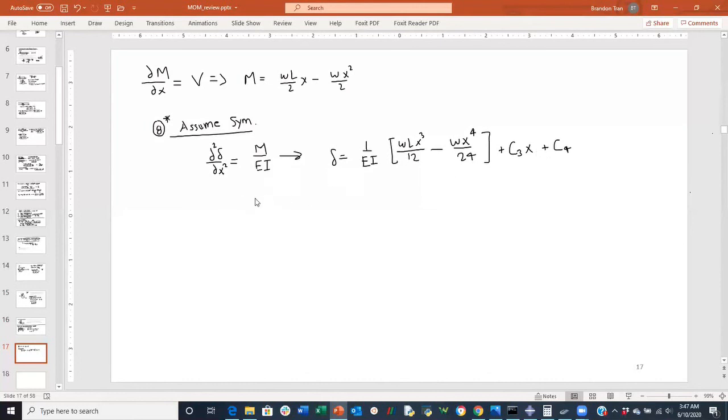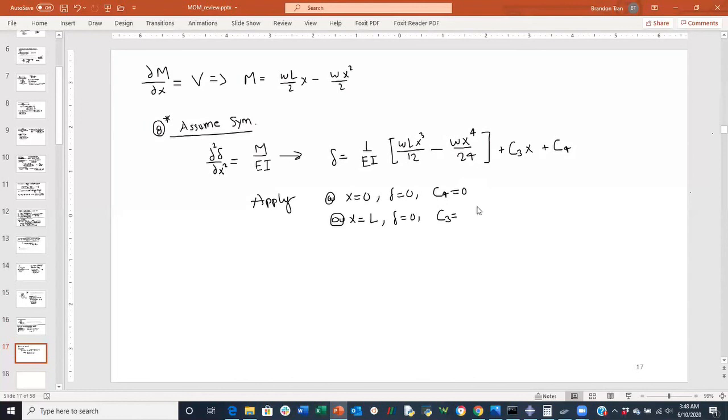So apply the following boundary conditions. I'm just going to specify what the boundary conditions are. You guys will just do that yourselves at home. When x equals 0, deflection equals 0. So C4 equals 0. Okay. At x equals the length L, there's no deflection in the y direction, so deflection is still 0. Okay. So C3 has to become the following.